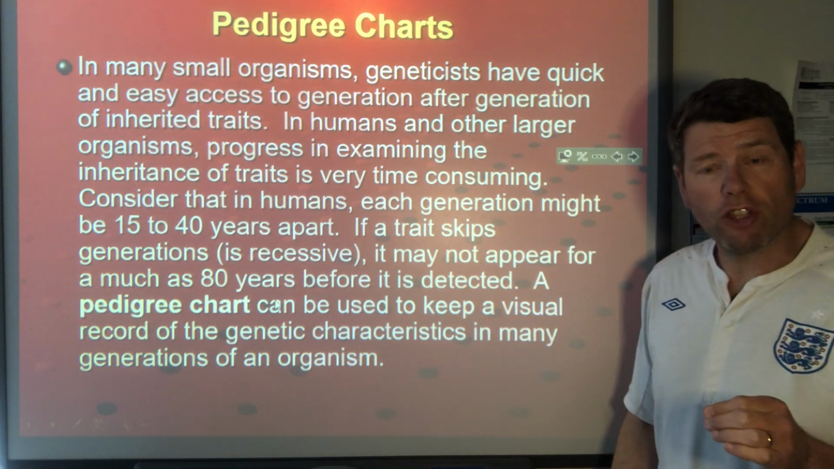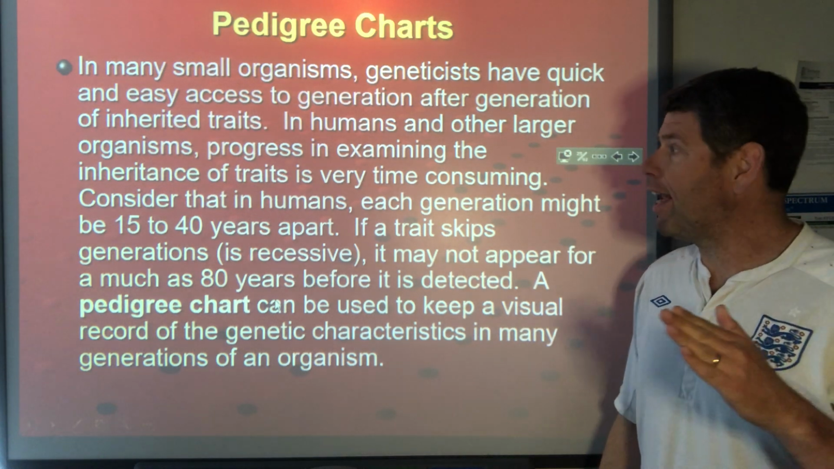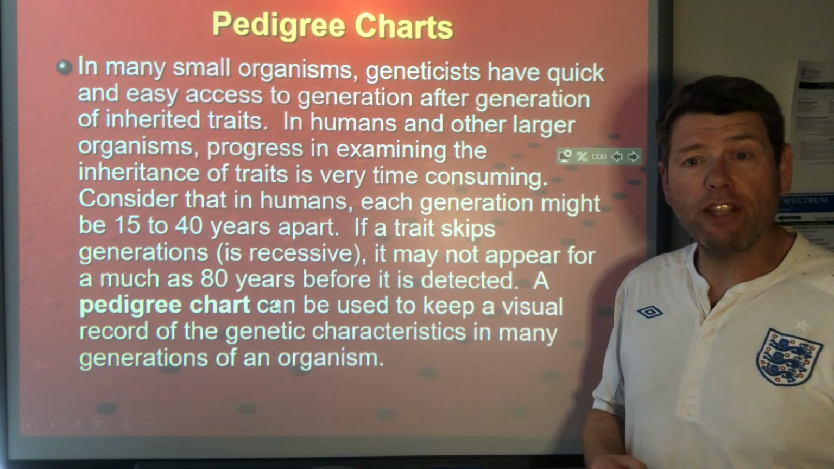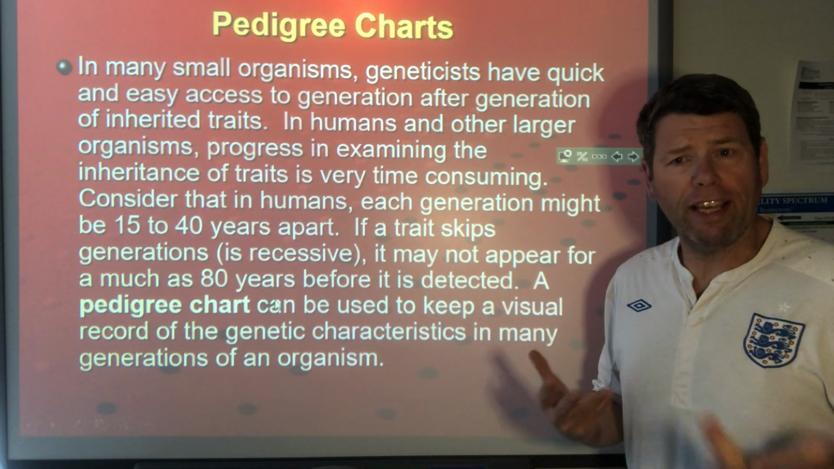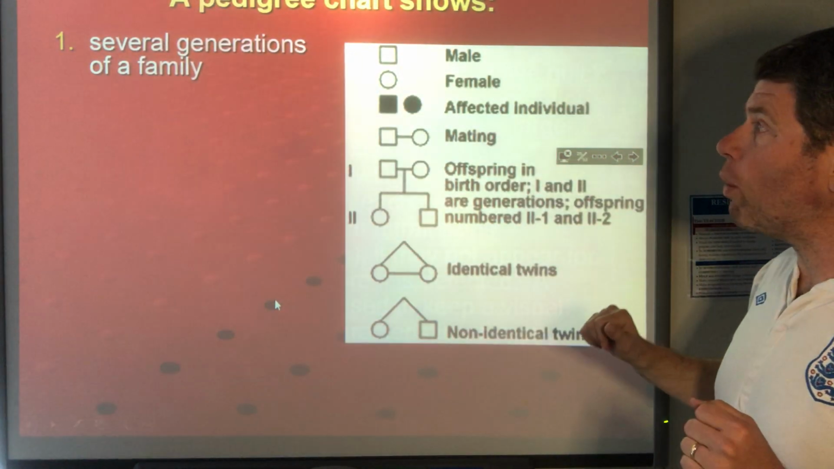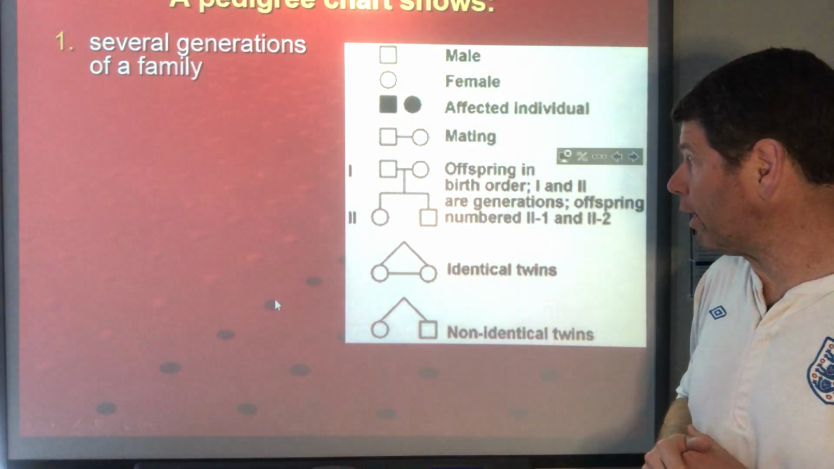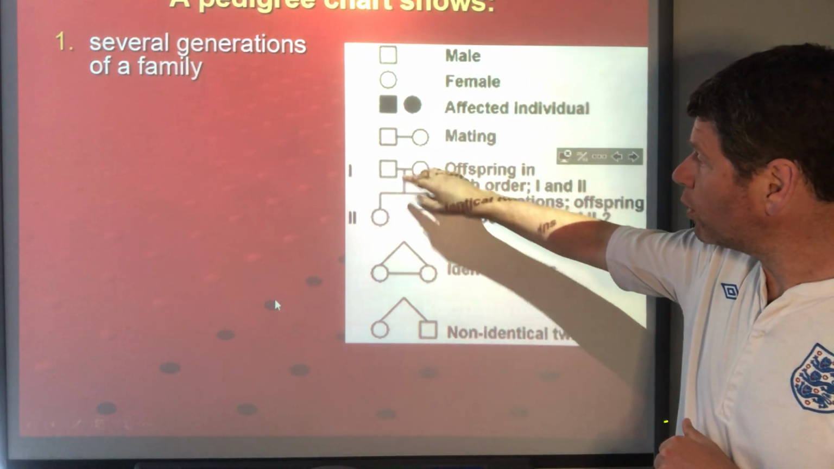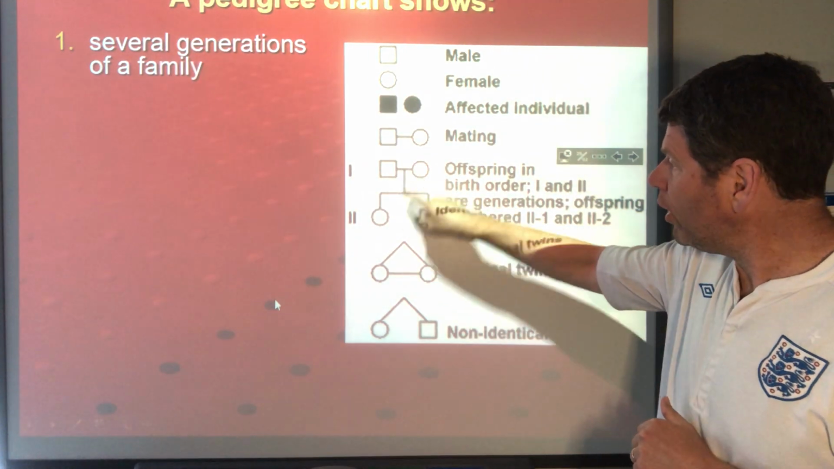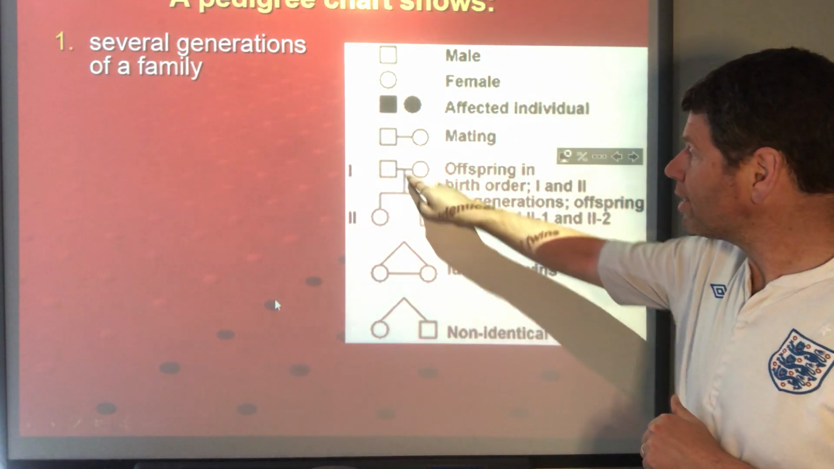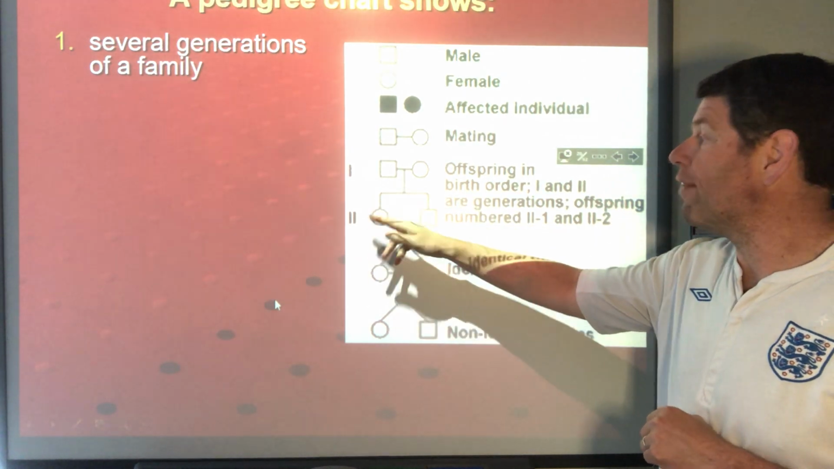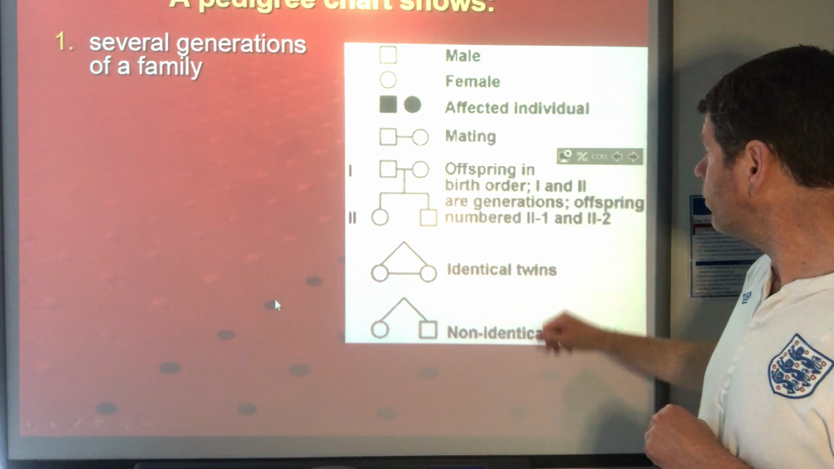Essentially, pedigree charts are ways that we can look at a family line of traits and individuals that may have the traits or may not. You can kind of think of it like a bit of a family tree. So a pedigree chart is going to show us several generations of a family. Here we have the first generation, and then our second generation is connected by a line, right underneath the first generation. We could have a third generation, and so on.